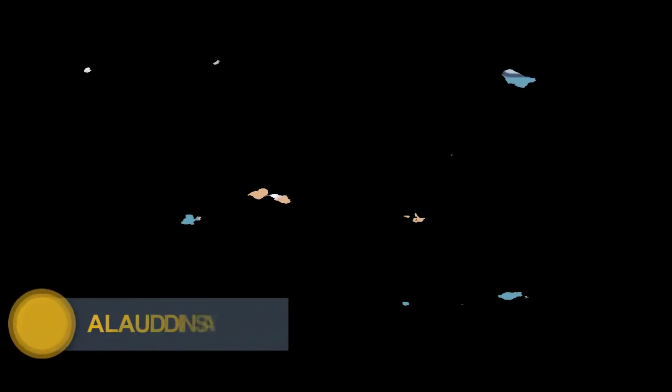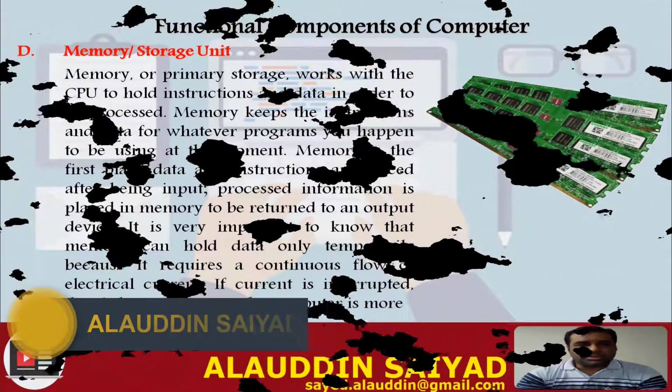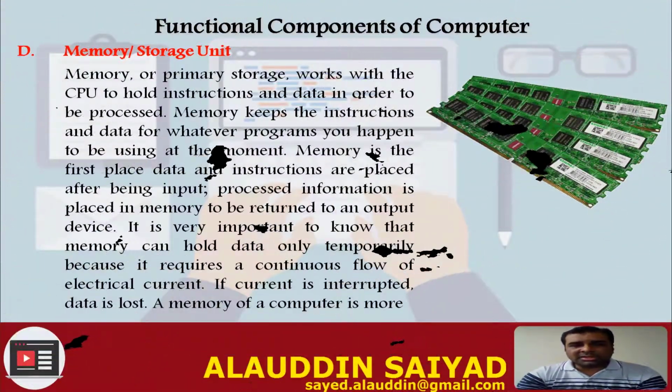Hello everyone, in today's class we will learn about functional components of computer memory unit. A memory or primary storage works with the CPU to hold instructions and the data in order to be processed. Memory keeps the instructions and data for whatever programs you happen to be using at the moment.